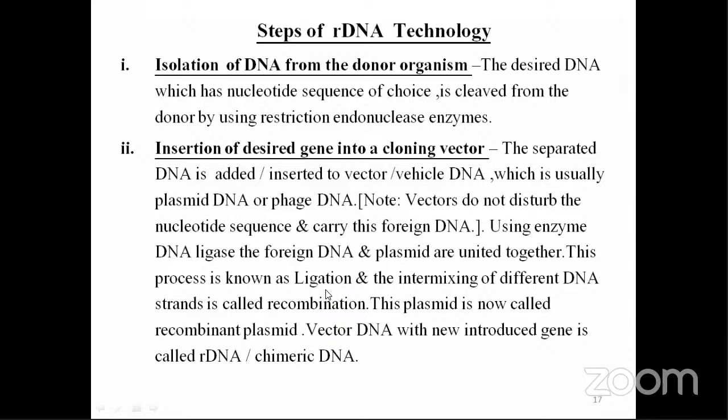Now remember this, the enzyme which is used to cut the DNA molecule is the endonuclease. See here, endonuclease. And the enzyme which reunites or helps in uniting the DNA is the DNA ligase. And the process is known as ligation. And the intermixing of different DNA strands is called recombination. That means different DNA strands have been recombined. Okay, so the process is known as recombination. Then this plasmid is now called recombinant plasmid. Vector DNA with new introduced gene is called rDNA, that is recombinant DNA or chimeric DNA.